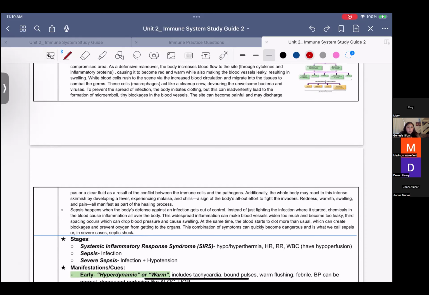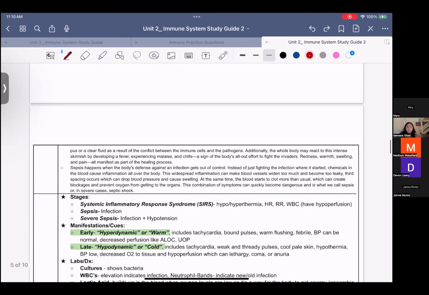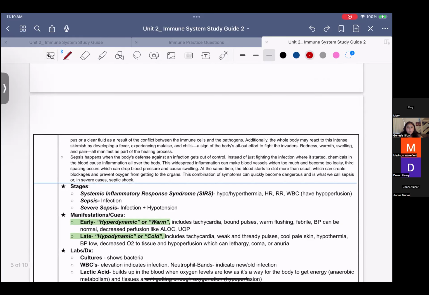To prevent the spread of infection, additionally, the body initiates clotting, but this inadvertently leads to the formation of microemboli. So that's what we're talking about. The problem with sepsis is that it leads to those microemboli, which basically leads to tiny blockages in the blood vessels, right? That's why you end up seeing it become painful, because you're not having oxygenation to that site. And then you might see discharge, like if I were to get a cut, you might see clear fluid, right? And that's a good thing, because that's showing you that your immune cells are reacting to those pathogens.